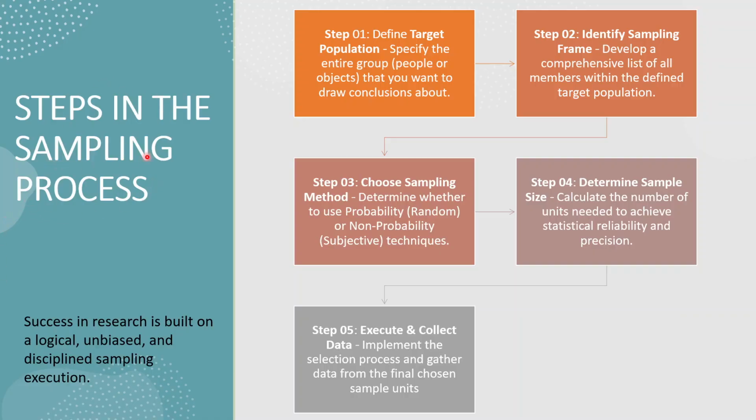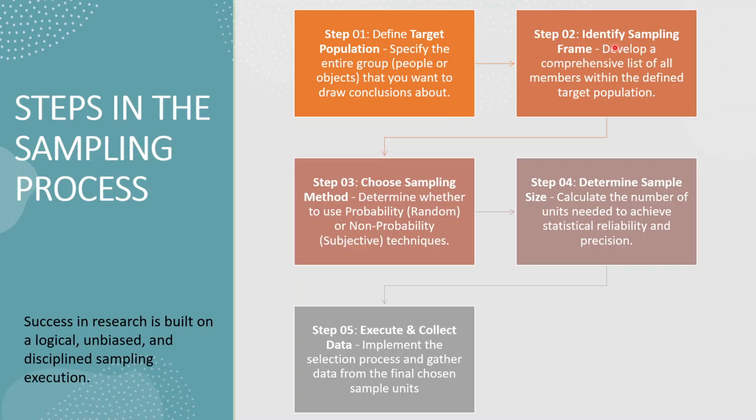Steps in the sampling process. Step 1, define target population. That is, specify the entire group of people or objects that you want to draw conclusions about. If I want to study students, then I'll have to decide whether I am supposed to study students of Karnataka, students of India, or students across the world. So I'll have to decide what my population will be. That will be the first step.